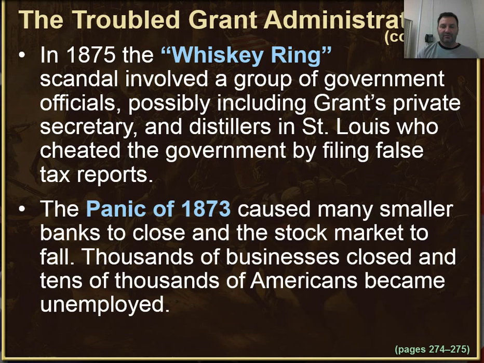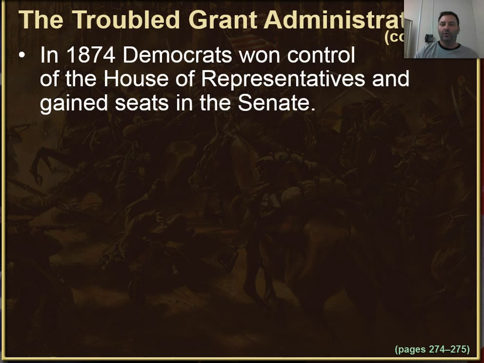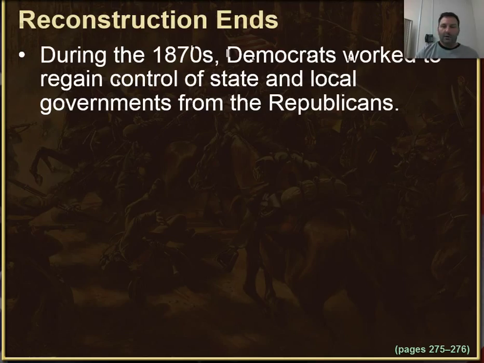The Panic of 1873 caused many smaller banks to close and the stock market to fall. Thousands of businesses closed and tens of thousands of Americans became unemployed as a result. In 1874, Democrats won control of the House of Representatives and gained seats in the Senate. During the 1870s, Democrats worked to regain control of state and local governments from the Republicans.